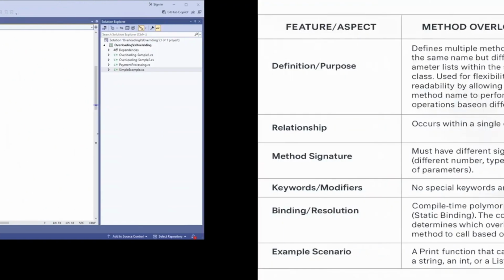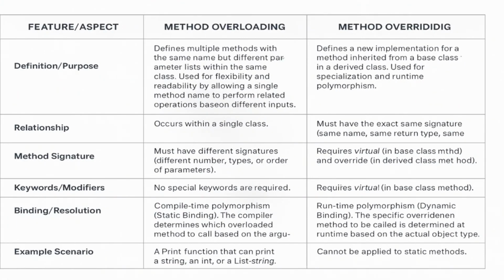Now let's take a quick side by side comparison before we wrap up this episode. Method overloading: you define multiple methods and your signatures are different. In overriding, you actually define a new implementation. You don't define a different method. You have the same method, but you write a different implementation, different logic, different code within your derived class.